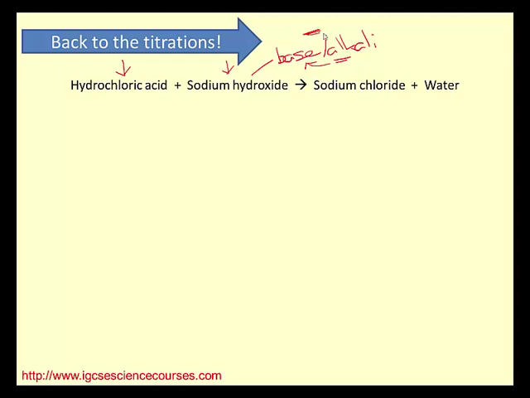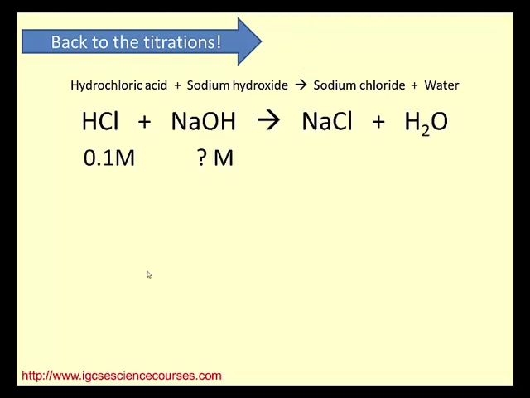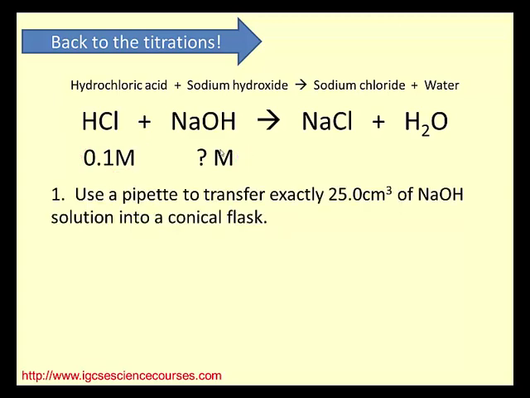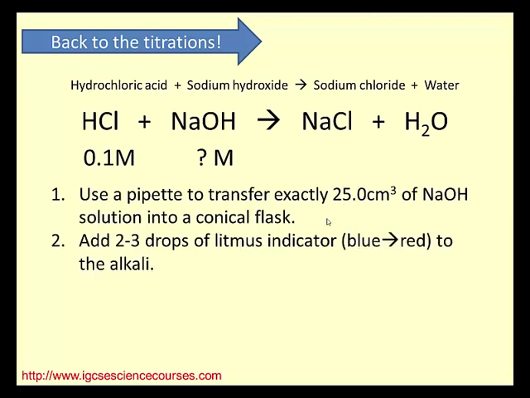What else do we know? Here's the equation, balanced. You always need to have the equation. We know the concentration of the acid is 0.1 molar. We're given that; you've got to be given one of them. What we don't know is the concentration of the sodium hydroxide. I'm not going to go through the detail of the titration, but here it is. Use a pipette to transfer 25 cc's of sodium hydroxide into a conical flask. Then add your indicator.